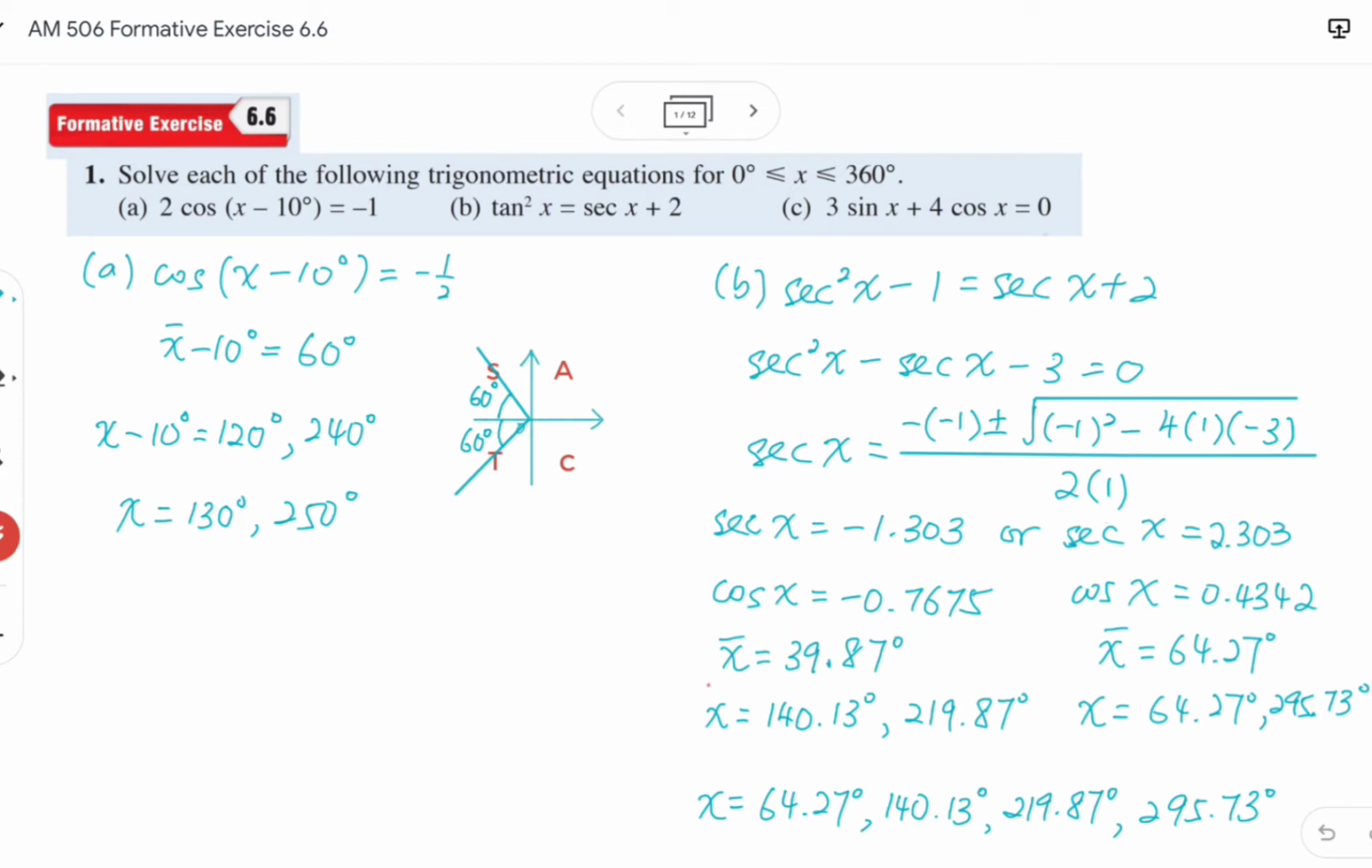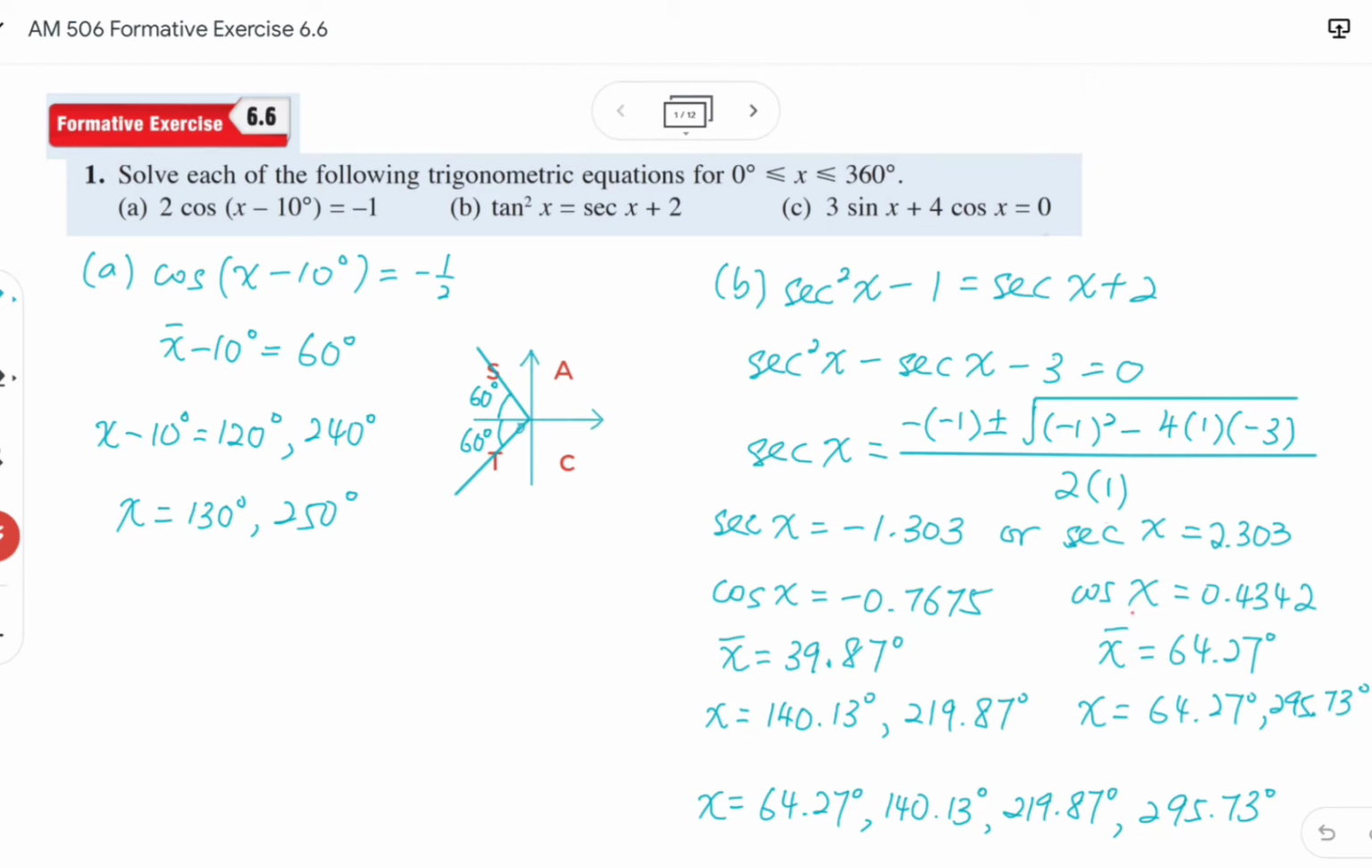So we get the reference angle for the cosine x here, and cosine x is negative in quadrants S and T, so second quadrant and third quadrant. So 180 minus 39.87, we get 140.13 degrees. And quadrant 3, 180 plus 39.87 degrees, we have 219.87 degrees.